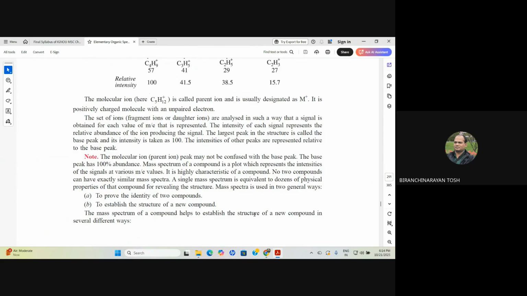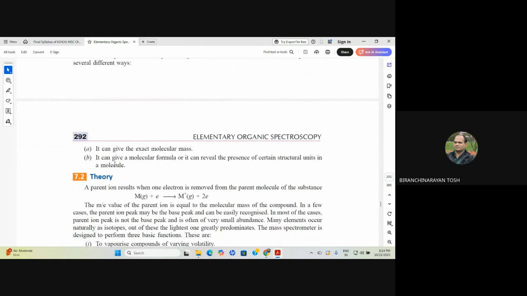So it is also used to establish the structure of a new compound in several ways, like it can give the exact molecular mass, it can give a molecular formula, or it can reveal the presence of certain structural units in a molecule. So with the help of NMR and IR and also mass, we can elucidate the structure of a new organic compound.